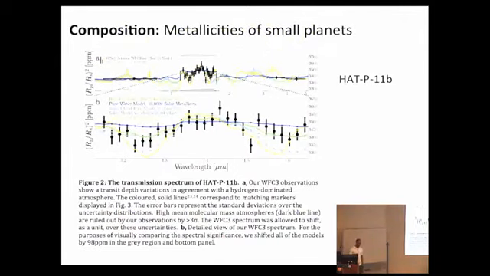HAT-P-11. Its mass is about 20 times the mass of the Earth. So it's not in the super Earth regime, but it's still in this category of smaller planets. Again, HST with WFC3, but now we're seeing, for the first time in this mass regime of transiting planets, the detection of water absorption in the planet's atmosphere. So this is super exciting because not all of these planets have completely obscured atmospheres. Transmission spectroscopy can tell us fundamental things about the atmosphere besides just clouds, as interesting as they might be.